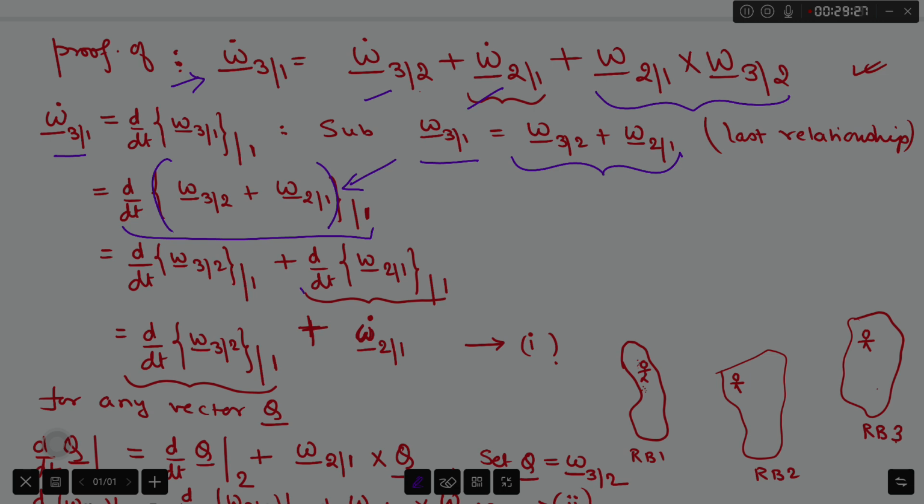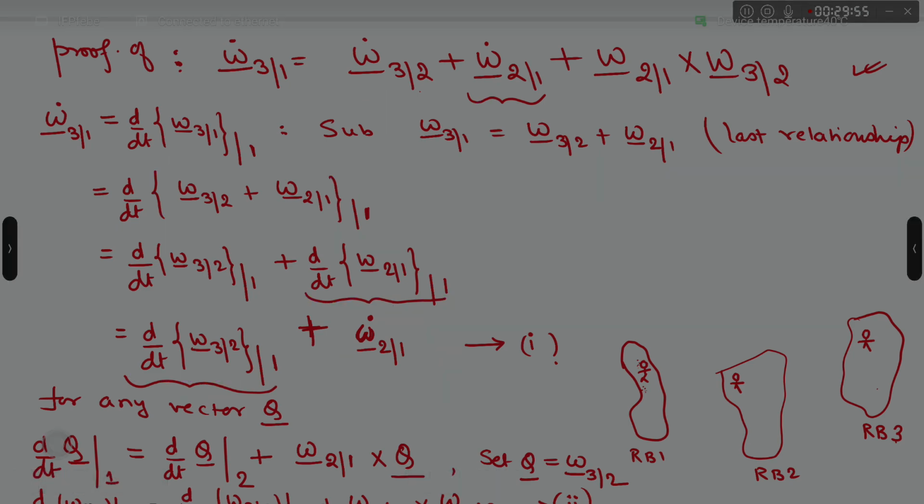Now as far as the second term is concerned, this is precisely what I would use the notation omega dot 21 to represent. This is the angular acceleration of 2 with respect to 1. Whereas the first term is currently in this form and it needs some more simplification or processing before I can prove my original statement, which is here.